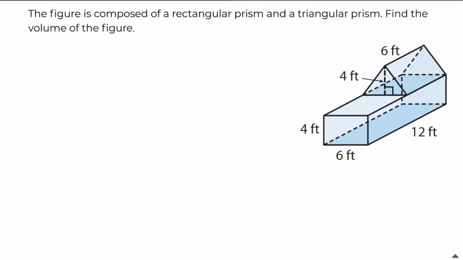In our next example, it says the figure is composed of a rectangular prism and a triangular prism. Find the volume of the figure. So to be able to do this, we need to find the volume of the rectangular prism and the volume of the triangular prism, and this time we want to add them together because we want to find the total volume, not what's left over, right?